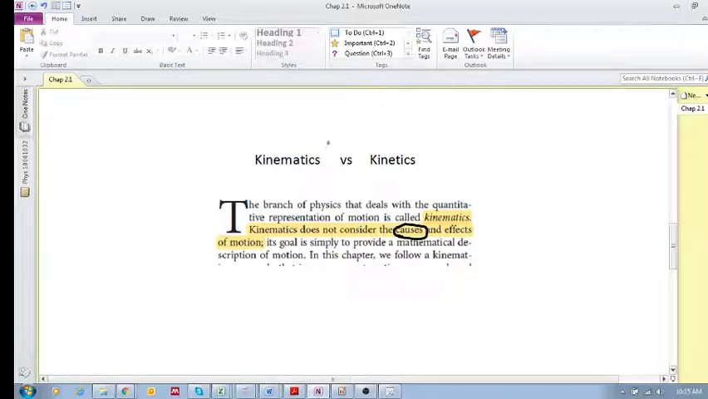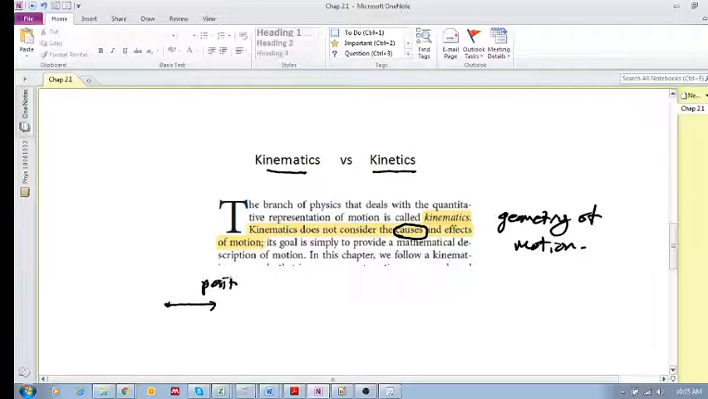So what's the difference between kinematics and kinetics? Quickly, kinematics, as it says here, doesn't consider the causes. Another way of describing it is that it just looks at the geometry of motion. What does this mean? If a particle is moving in that direction, kinematics only considers its position or its displacement.